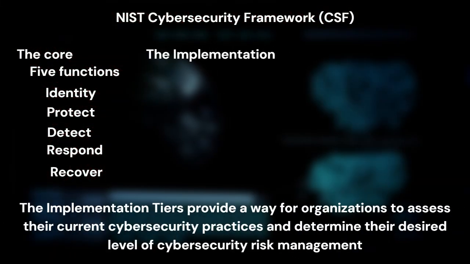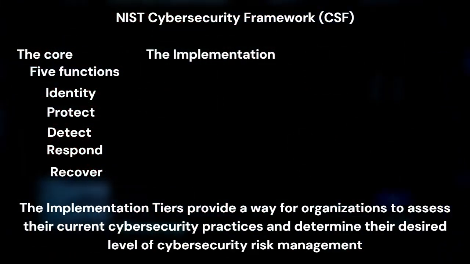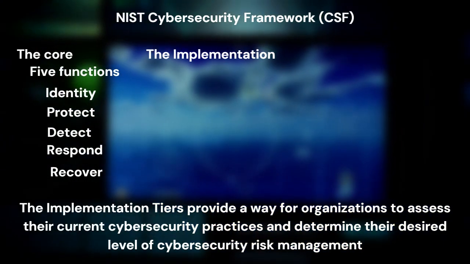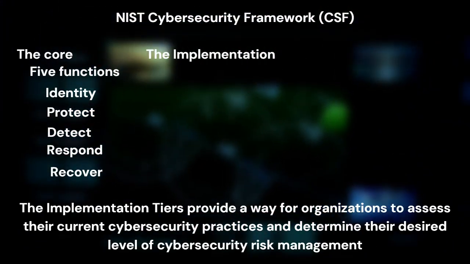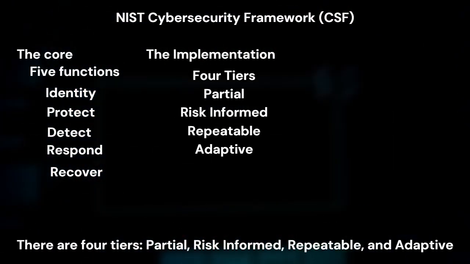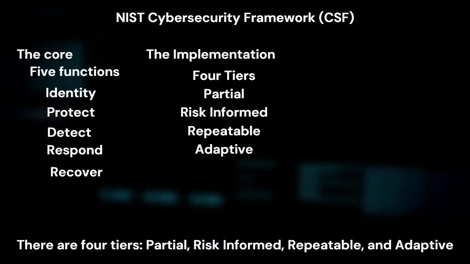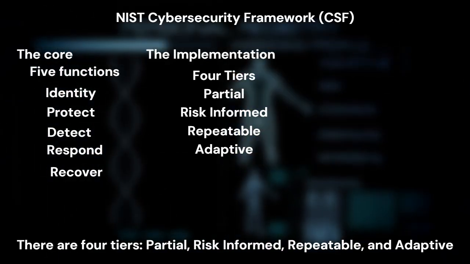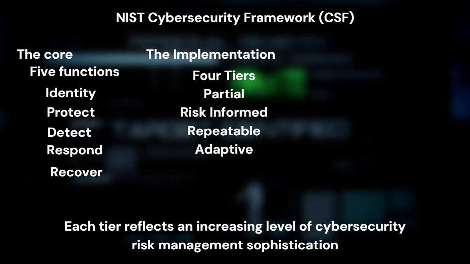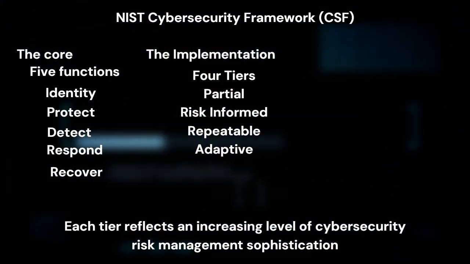The implementation tiers provide a way for organizations to assess their current cybersecurity practices and determine their desired level of cybersecurity risk management. There are 4 tiers: partial, risk-informed, repeatable, and adaptive. Each tier reflects an increasing level of cybersecurity risk management sophistication.